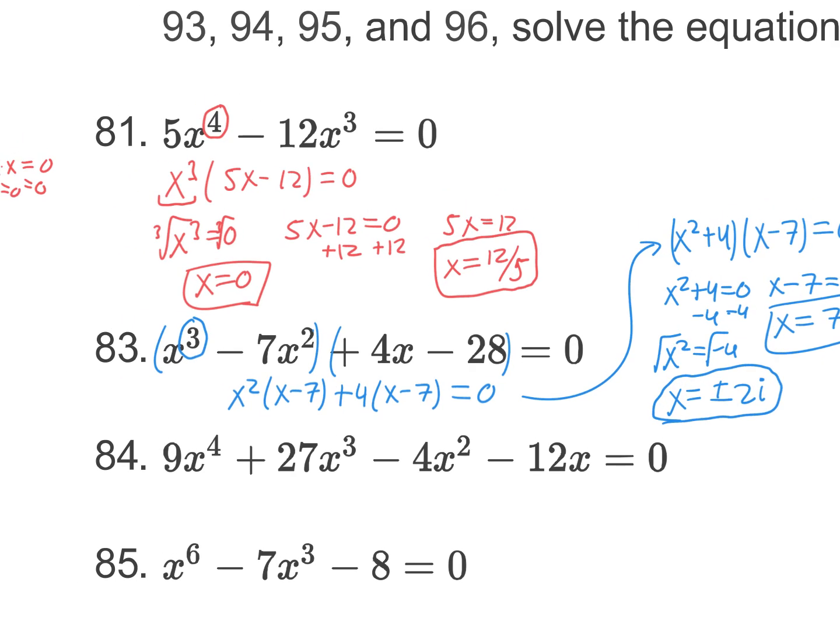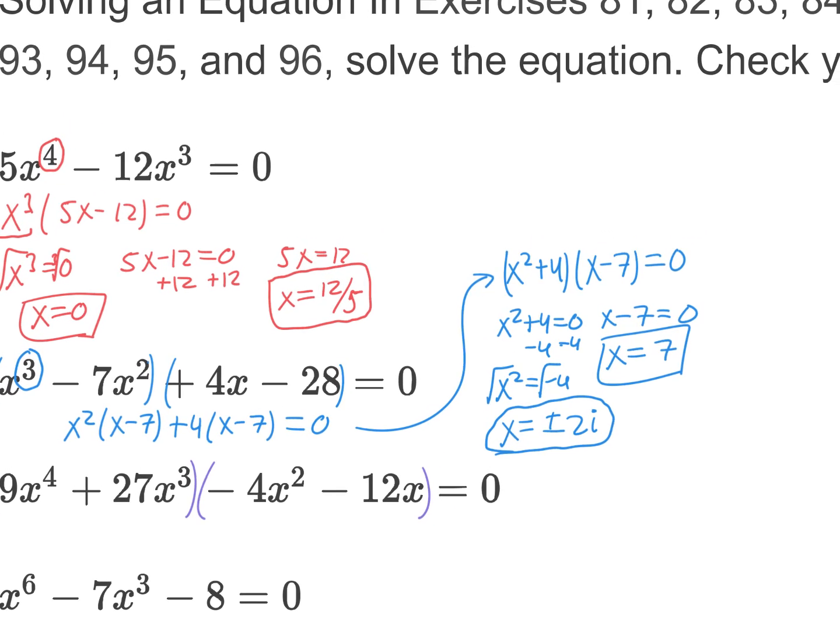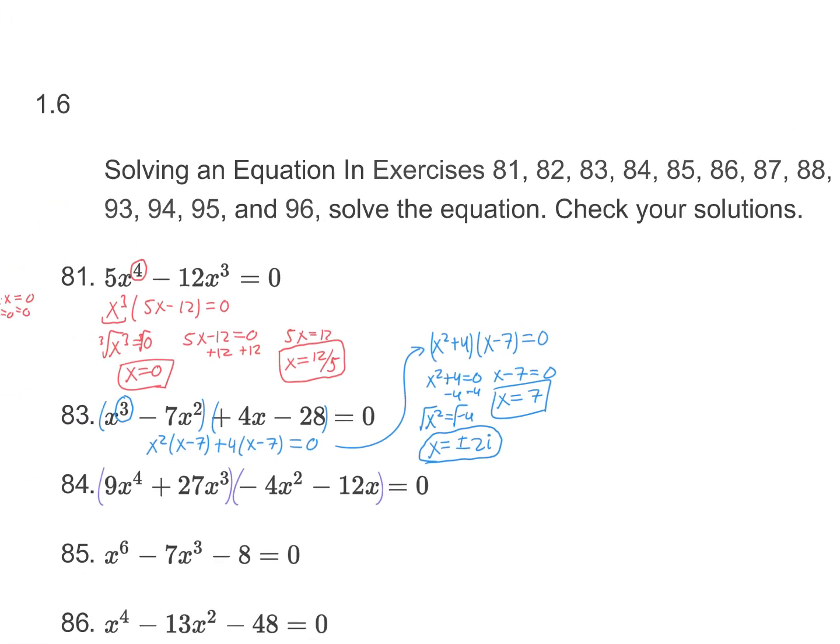So 84 does have a GCF. If you didn't recognize that you could take out the x from the beginning, what you can do is group from the beginning as well. I can group the first 2, and then group the second 2. From my first group, again, I'll do this off to the side, I can take out a 9x to the third. So I'm going to get a 9x to the third, and then in my parentheses is going to be an x plus 3. From my next group, between negative 4x squared and negative 12x, I can take out a negative 4x, and then I'm left with an x plus 3 as well.